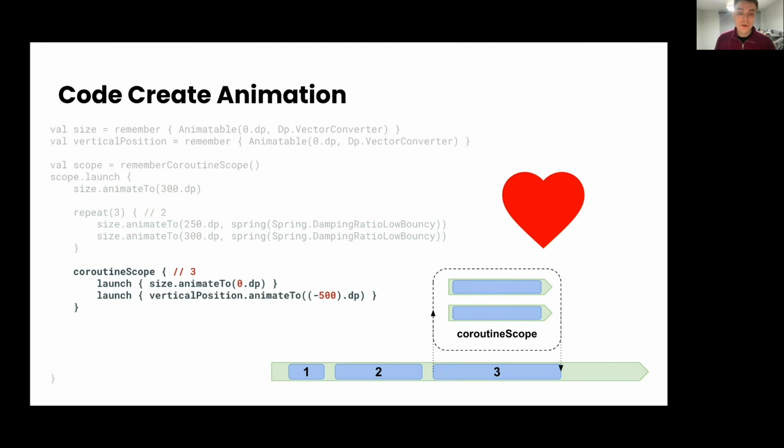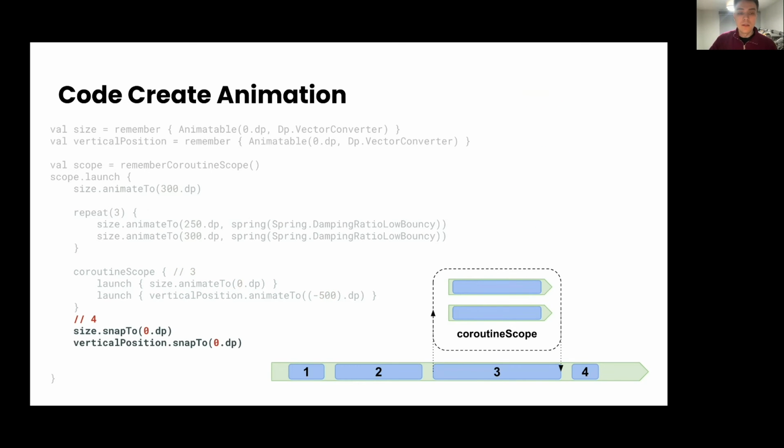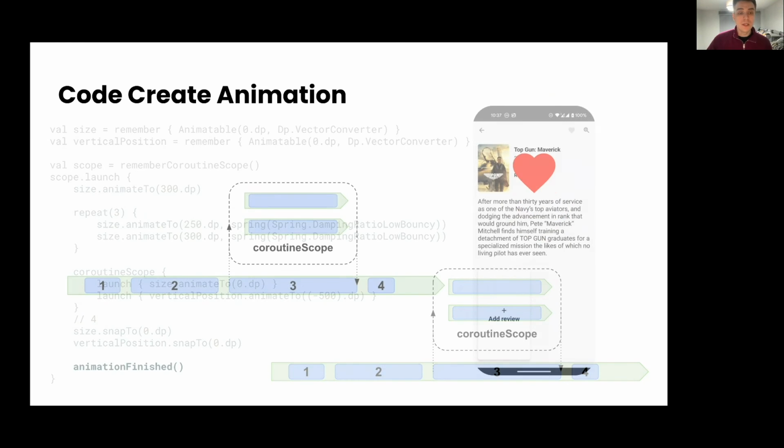And then using new curtain scope, we launch two animations in parallel. First one is we reduce the size of the heart to 0 dp. And the second one is we change the vertical positions of the heart. And when both of these animations are finished, we only need to reset the state using snap to function, which will also happen sequentially after all of this is finished. And after that, we can safely call animation finished callback if someone is listening for the finish of the animation.